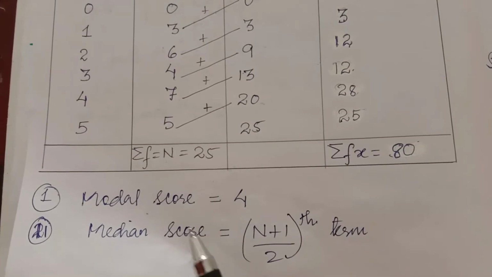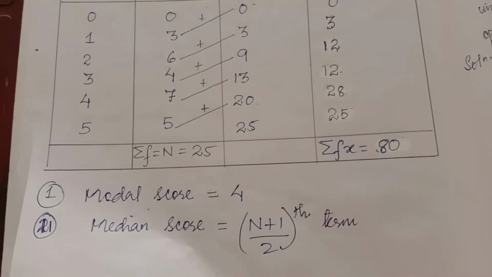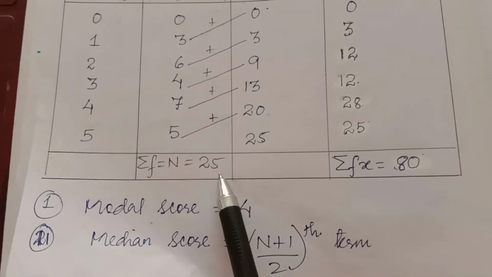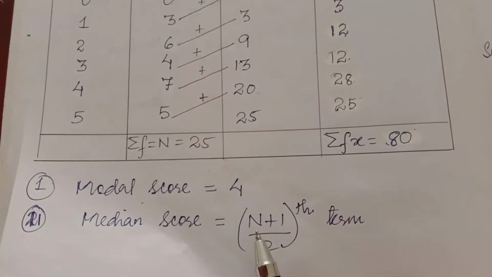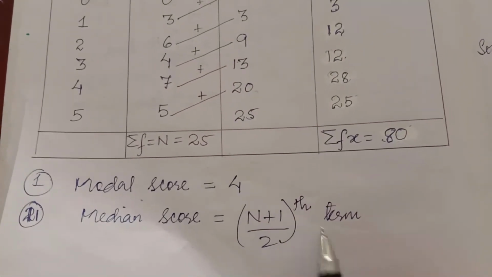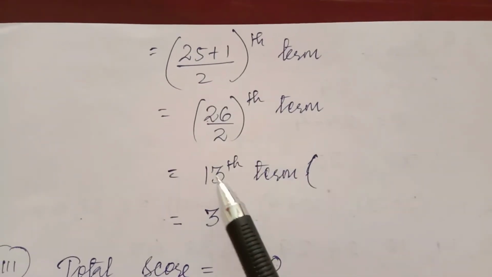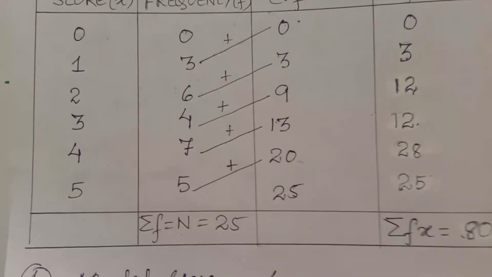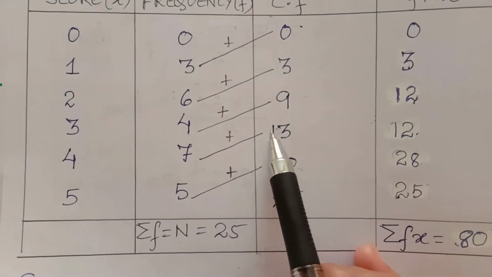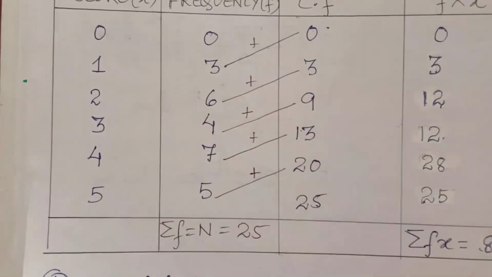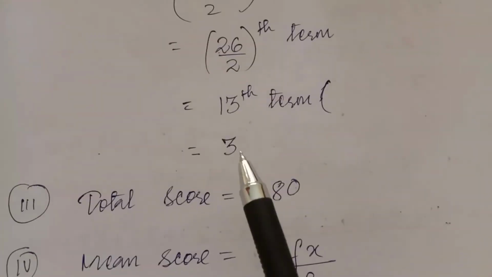Now the median score. Median score means you have to find the median. Here 25 is odd, so the formula is the n plus 1 by 2th term. 25 plus 1 is 26, 26 by 2 is the 13th term. So in cumulative frequency we have 13, so the answer is 3. So the median score is 3.